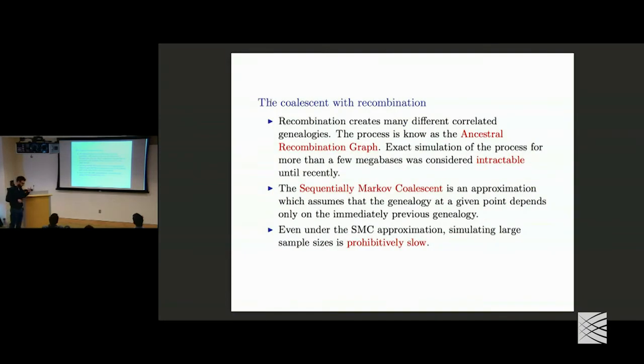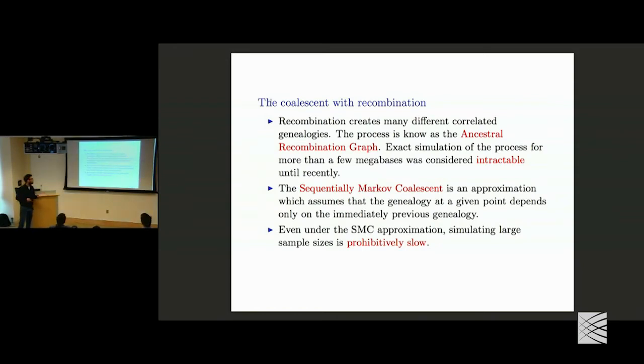It turns out that this is quite a big complication. The stochastic process underneath the coalescent with recombination is often called the ancestral recombination graph, which is a notoriously thorny and difficult object to work with. So exact simulation of this process for more than short sections and more than a handful of samples was considered completely intractable until very recently.